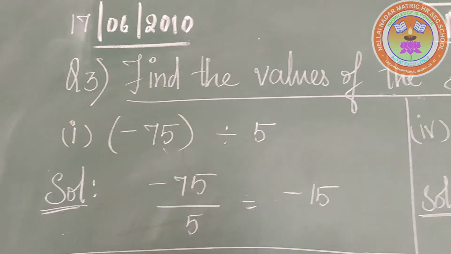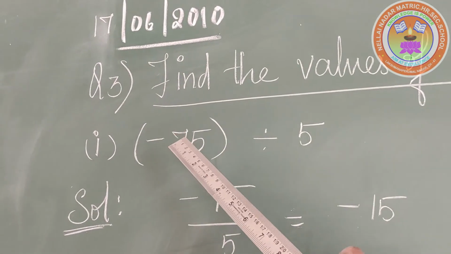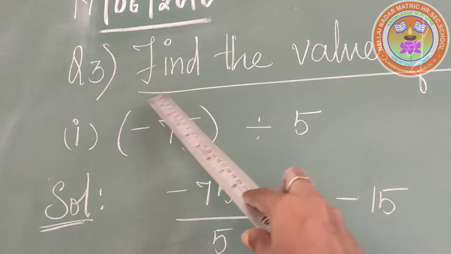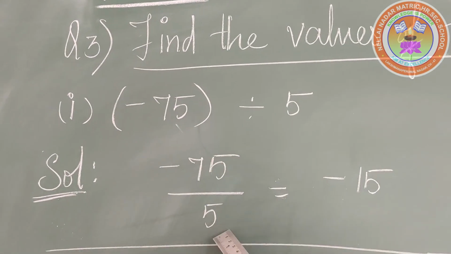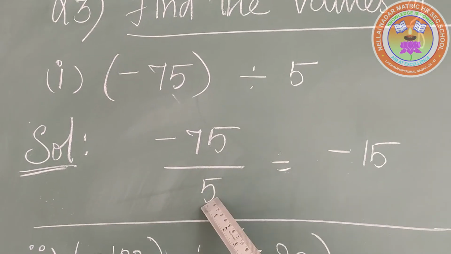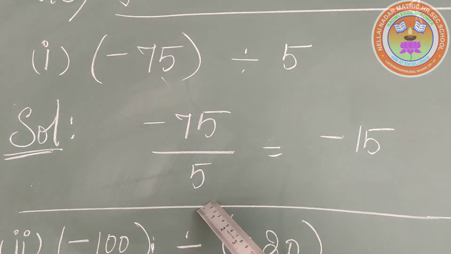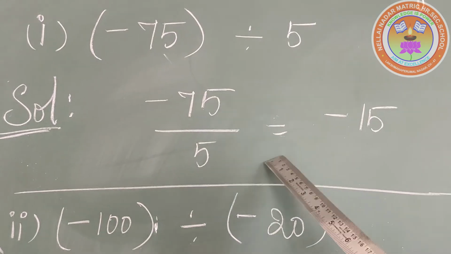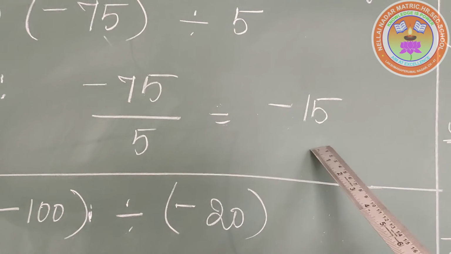Okay, so here the questions are given and I have to find the value of the given numbers. First one, minus 75 divided by 5. So I need to find what is the value of minus 75 divided by 5. Write the solution like this, minus 75 divided by 5. Now in 5 tables, how many times 75 will come? So it is 5 15s are 75. When I cancel it becomes minus 15. So it is minus 15.